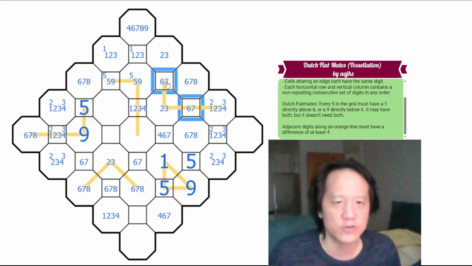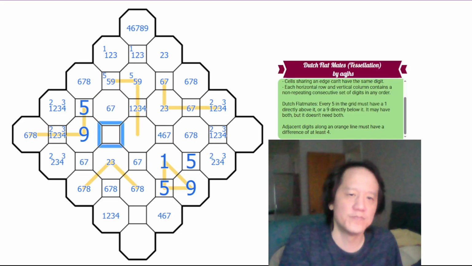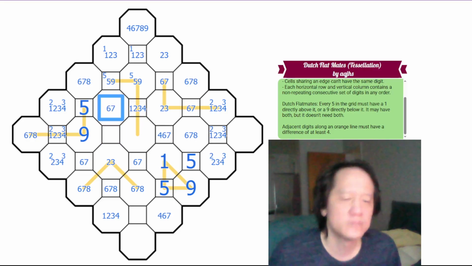The logic I had for the 2 3s pair was still valid. That's fine. These two have to be different digits, but these do not. But this can't be an 8. So that's the reason why this couldn't be 4. So this could still be 2 or 3. This is 6 or 7. Okay.